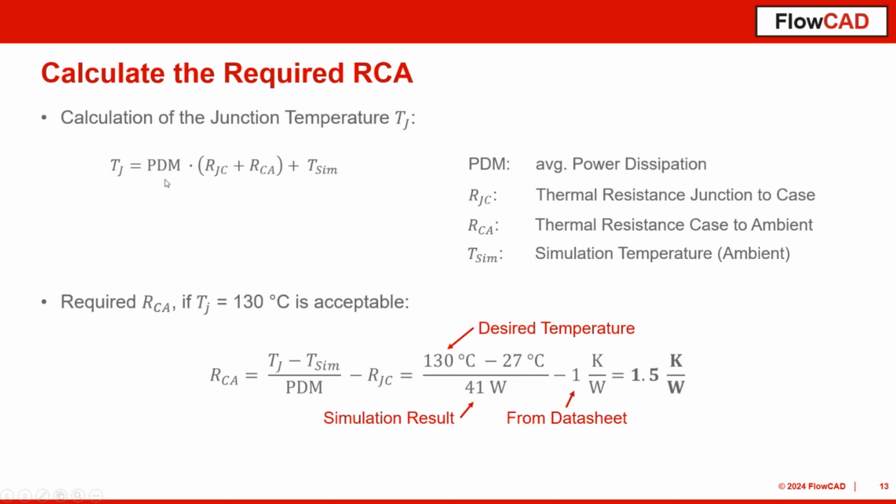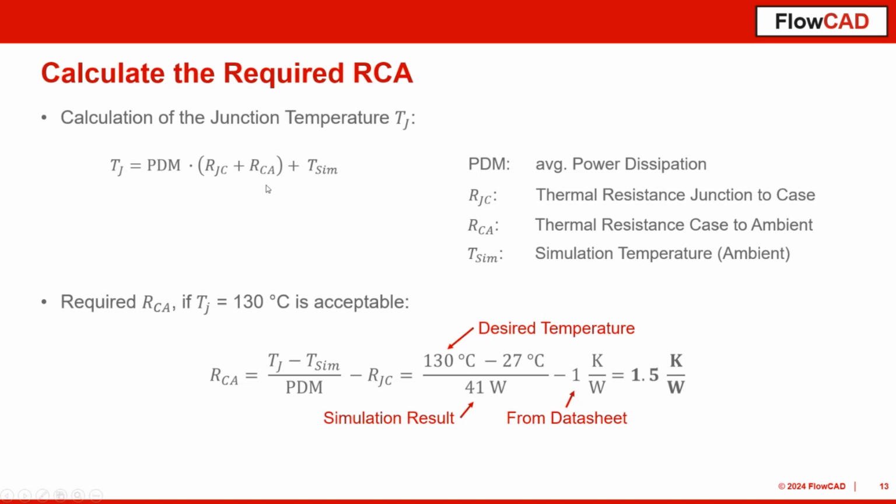The higher the power dissipation and the higher the thermal resistance is, the higher will be the temperature of this device. Of course, the simulation temperature is also influencing the junction temperature. So what can we do to lower this TJ? What we cannot change is the thermal resistance between the junction and the case, because that depends on the package. And we use just the fixed package.